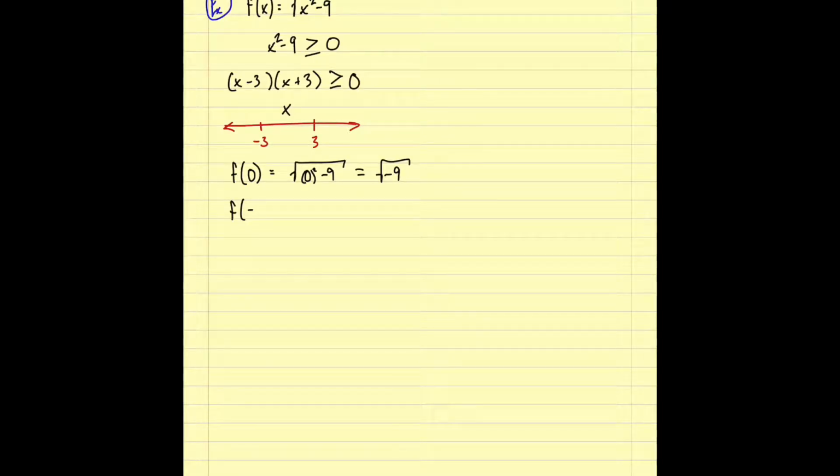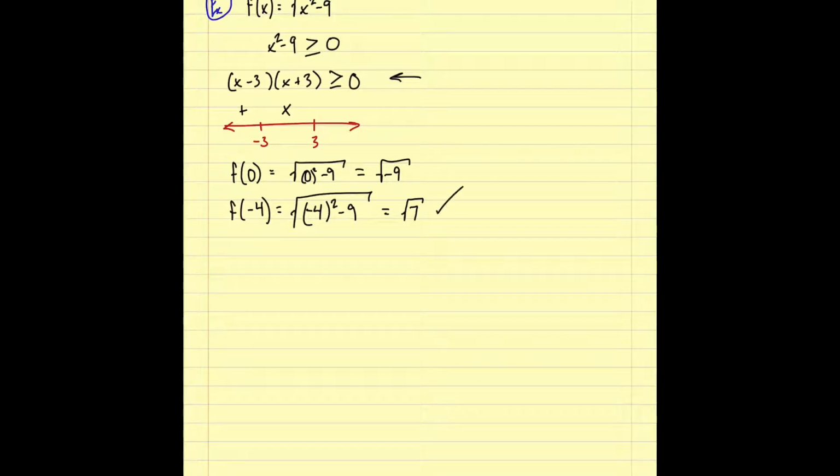So let's go below -3. Same thing. We take the -4, square it, minus 9. That would be 16 minus 9, or root 7. So below -3, this is going to be positive, right? And if you look at this inequality, what it's asking is for numbers that make this expression greater than or equal to 0. So we're looking for positive values out.